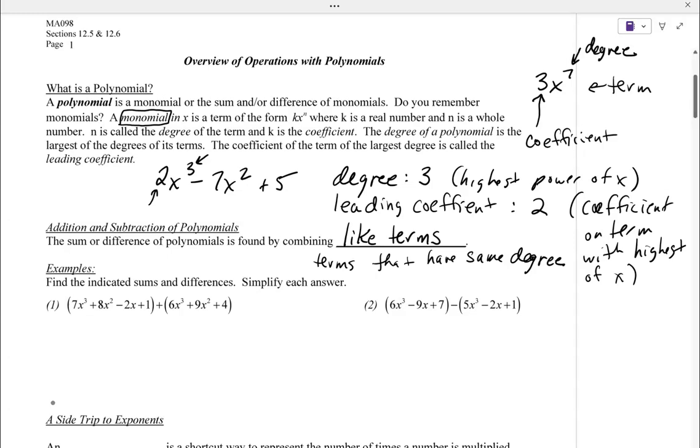It's all going to be my like terms. So if they have the same degree, they're like terms, and those are the ones we're going to put together. If they don't have the same degree, then we can't add and subtract them. They're different terms, so we can't combine them. Okay? So let's look at this first example.